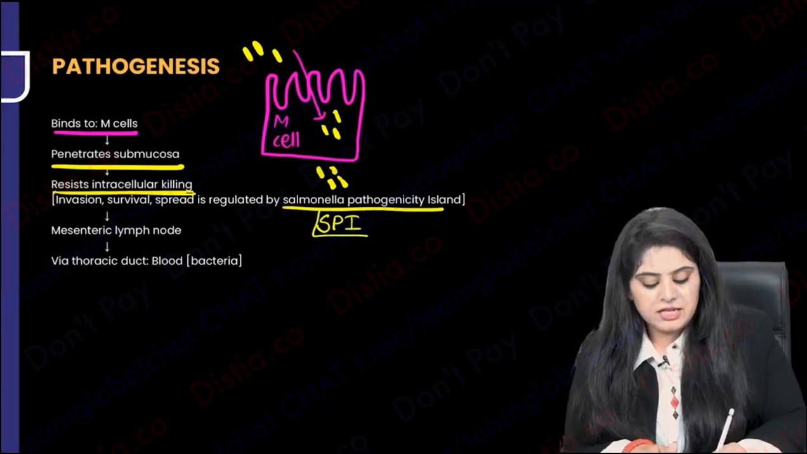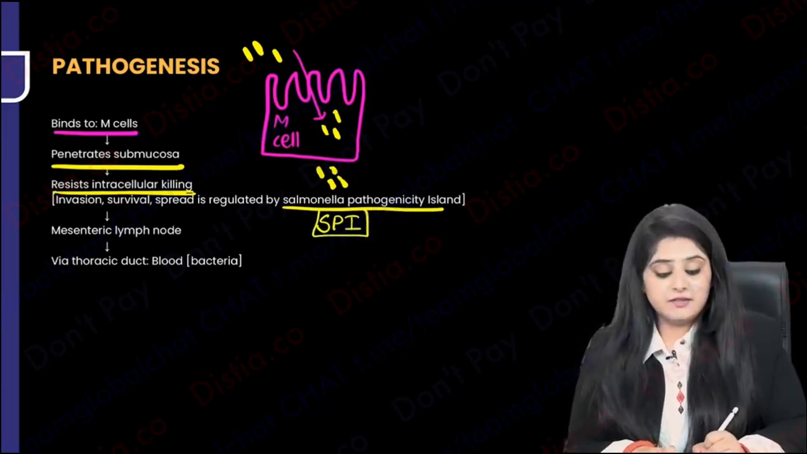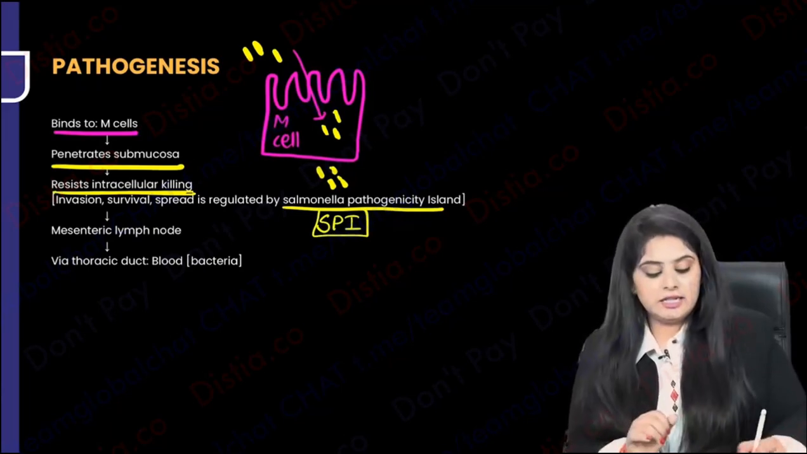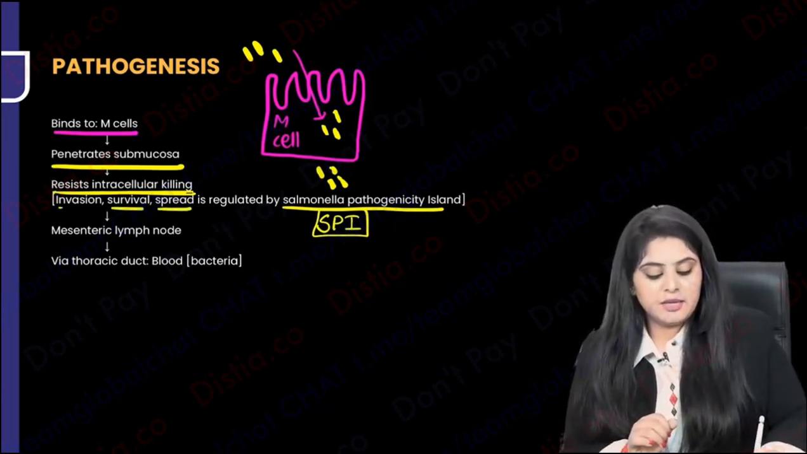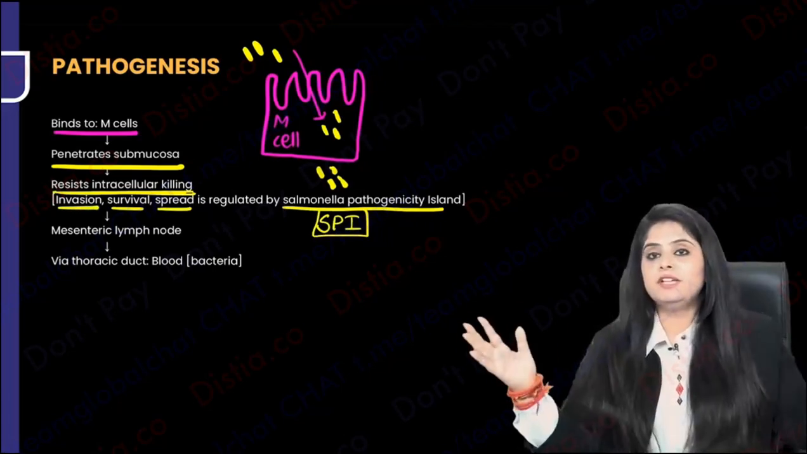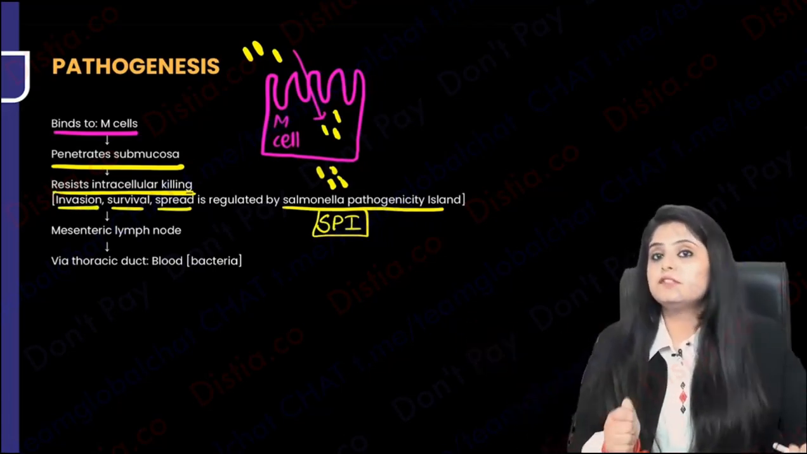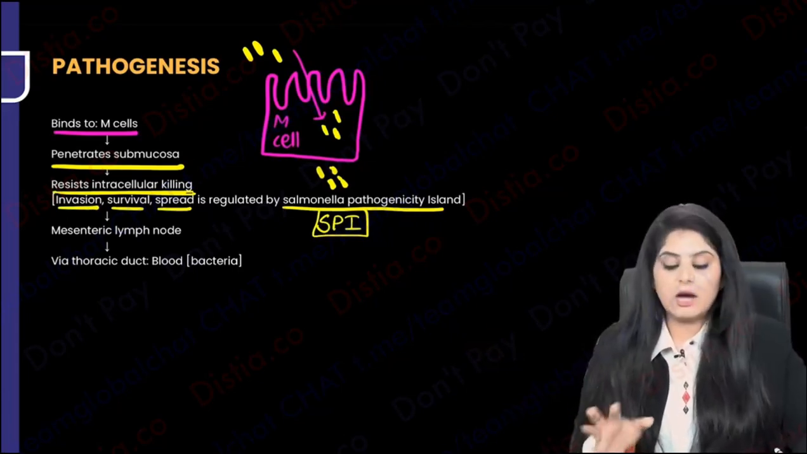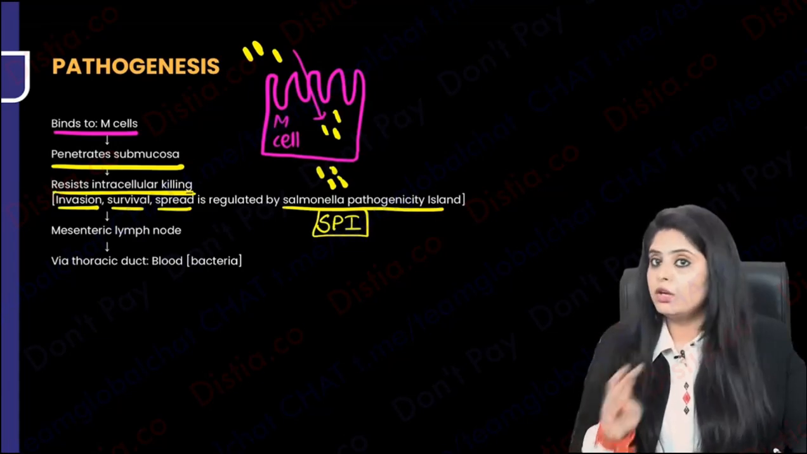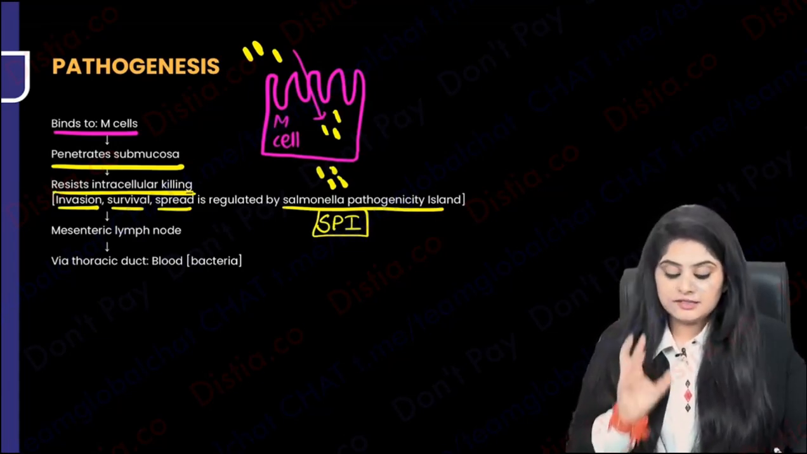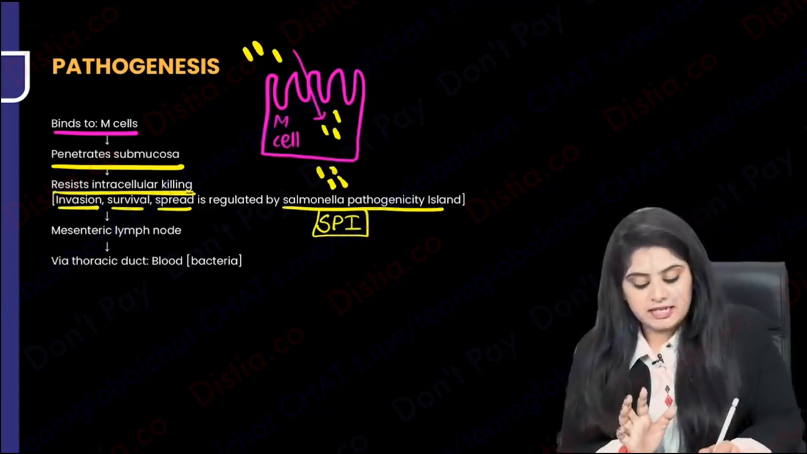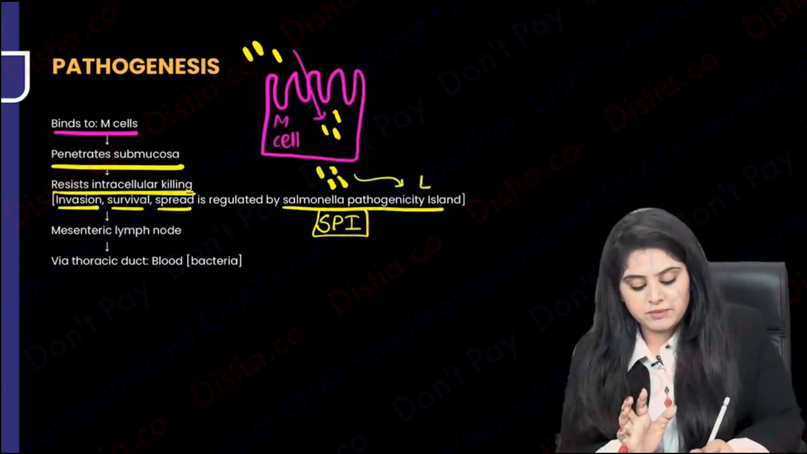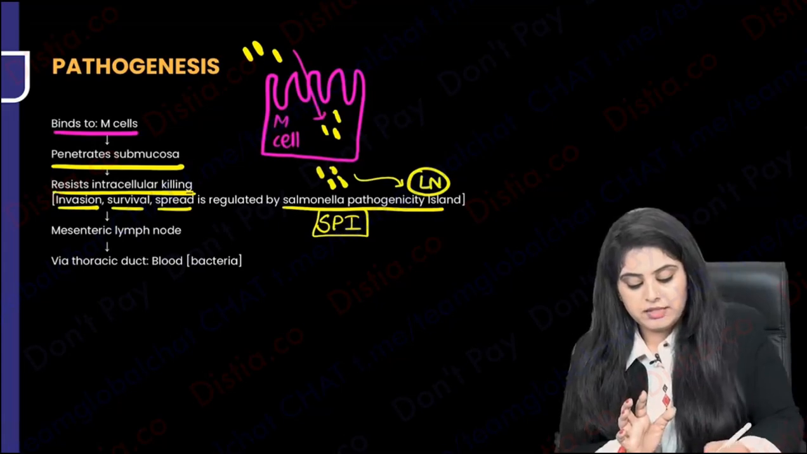God has given it a Salmonella Pathogenicity Island, which will make sure that no one can kill it. It can survive, it can spread, it can invade, it can take its wings out. So basically, the strength of a Salmonella is the Salmonella Pathogenicity Island, which will allow it to spread, to invade, not to get killed, for survival. For everything, Salmonella Pathogenicity Island, and ultimately from the submucosa, it's going to go into the lymph nodes.